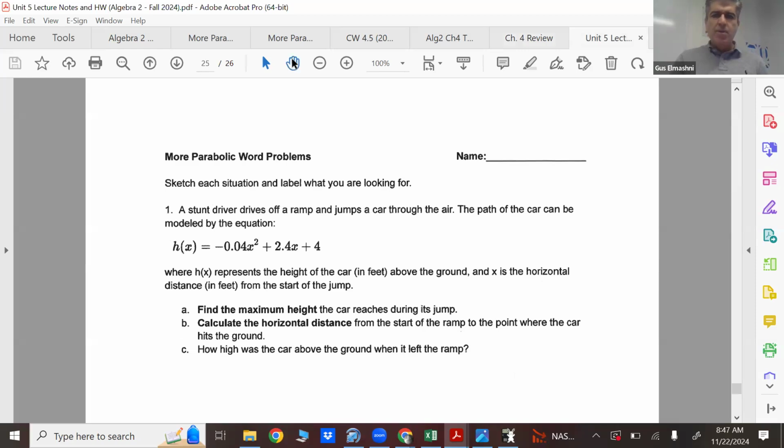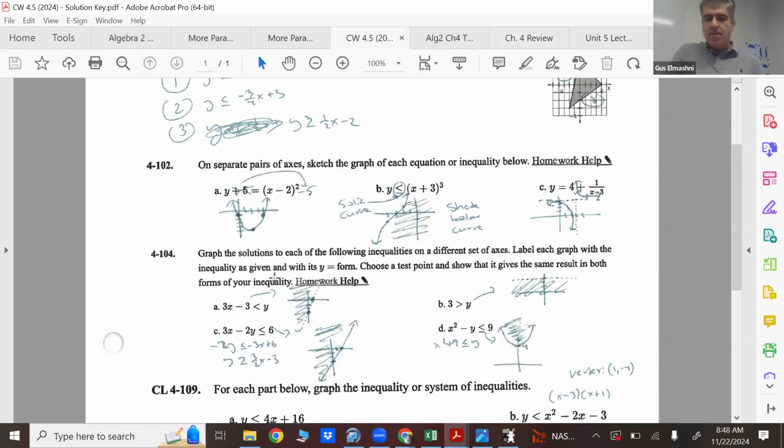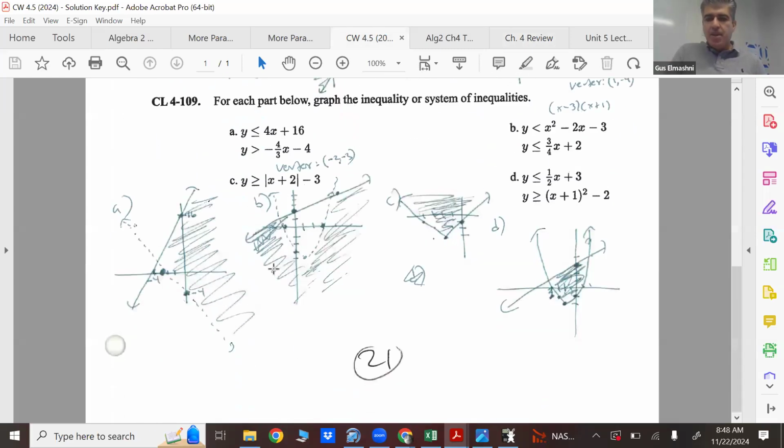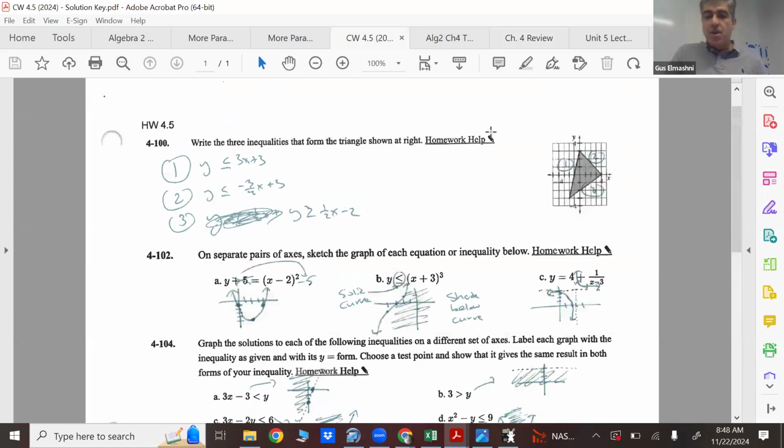Oh, the homework. If you want to see the homework answer key, it's right up in Schoology. If you have questions, call me over and I'll help you, but all the answers are here. It's all the graphing stuff, all the shading. It's all pretty typical, but if you have questions, just ask. I'll come over. And I think that's it. That's all I want to talk about.